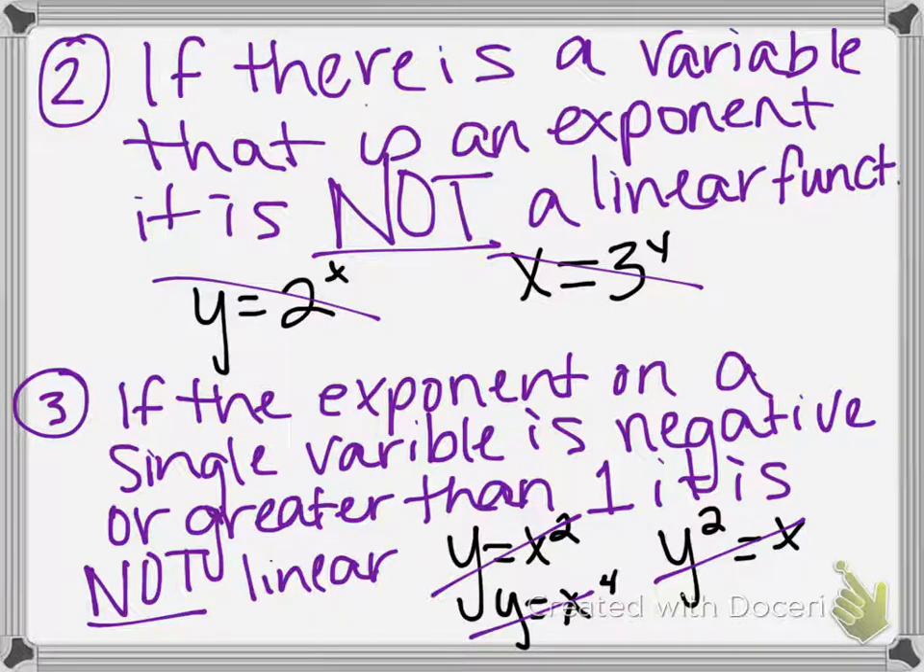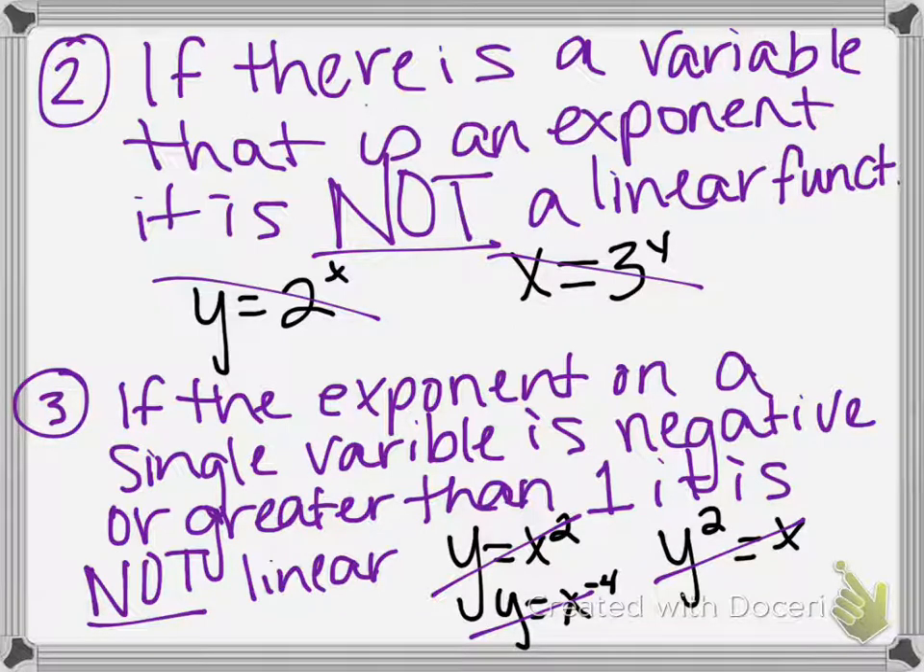Okay, the third thing is, if the exponent on a single variable, such as x, is negative or greater than 1, it is not linear. For example, y equals x squared. That is nonlinear. The x has an exponent, and that creates the nonlinear function. y squared equals x also creates a nonlinear function because, again, that y has an exponent of 2, and because of that it creates the nonlinear function.